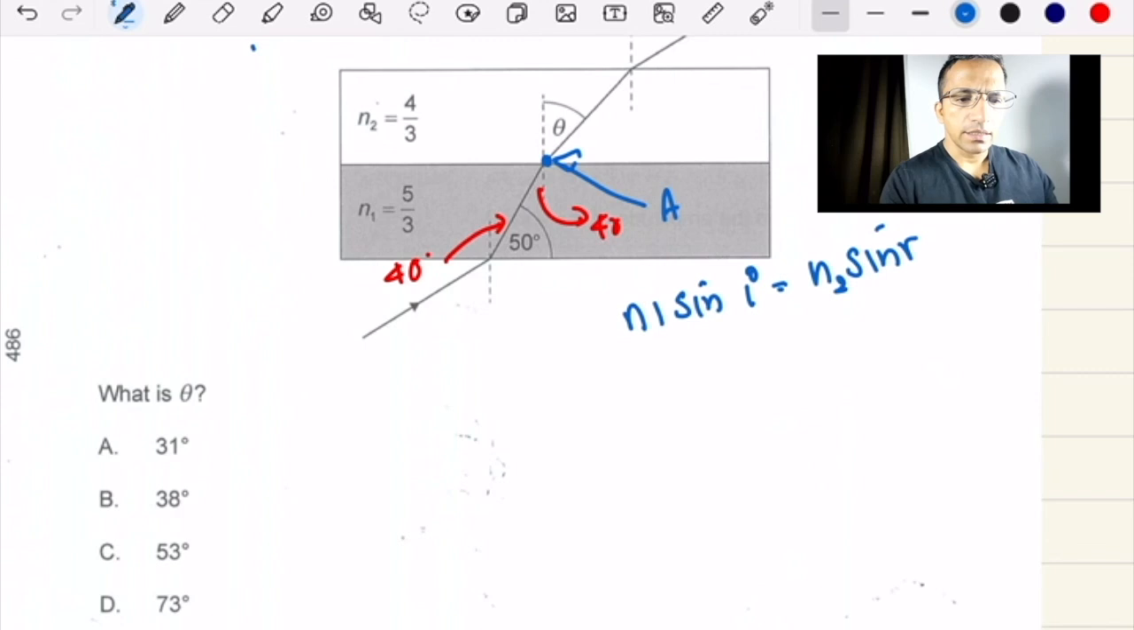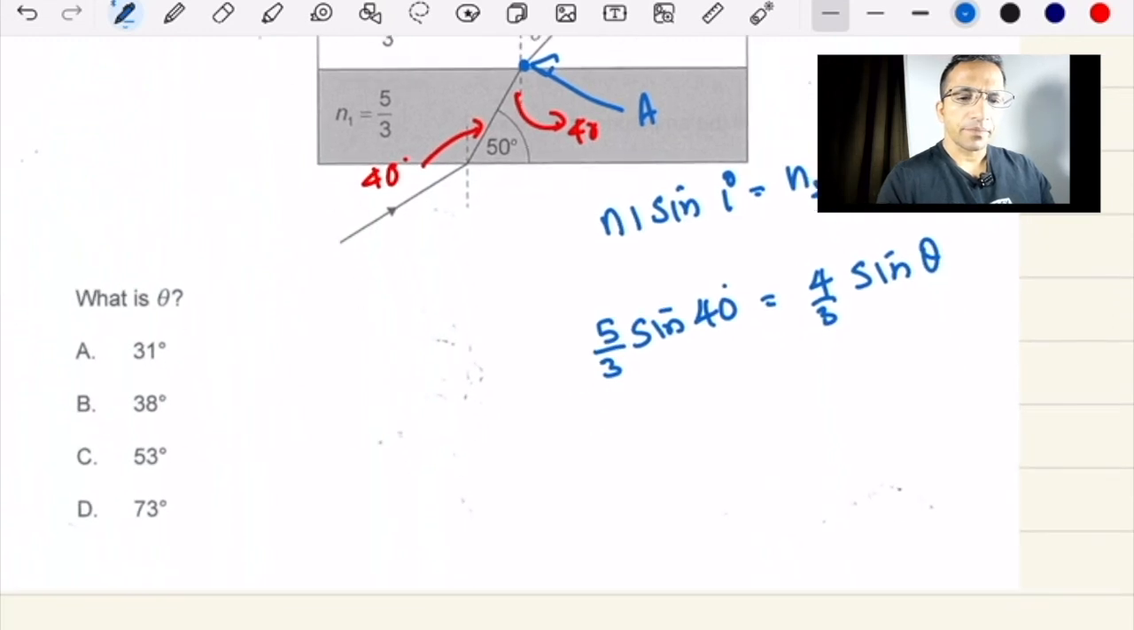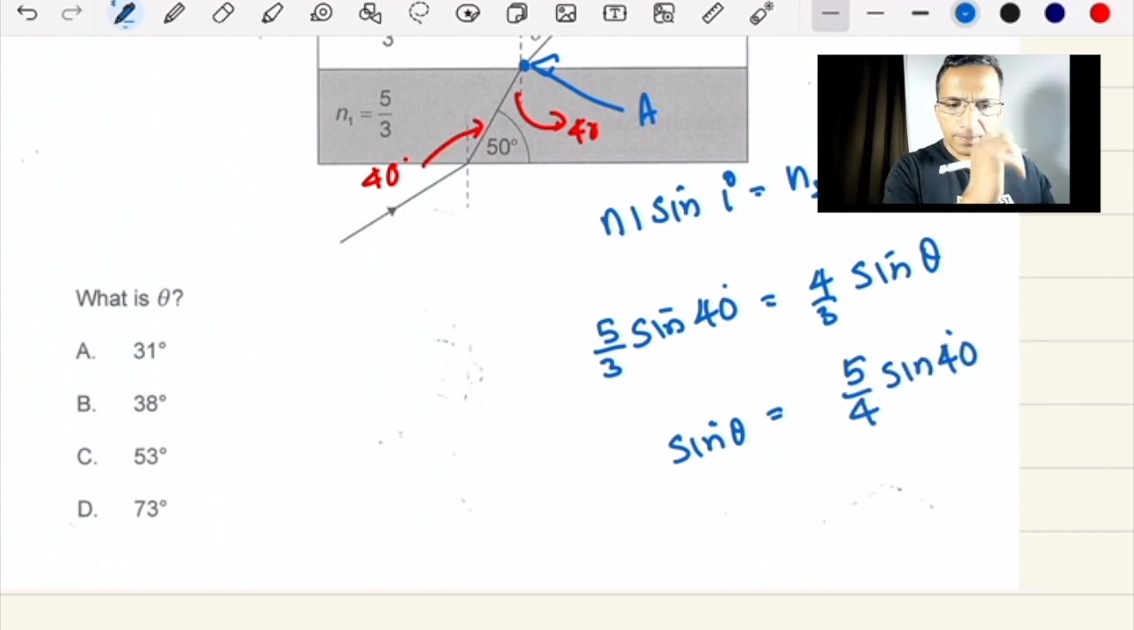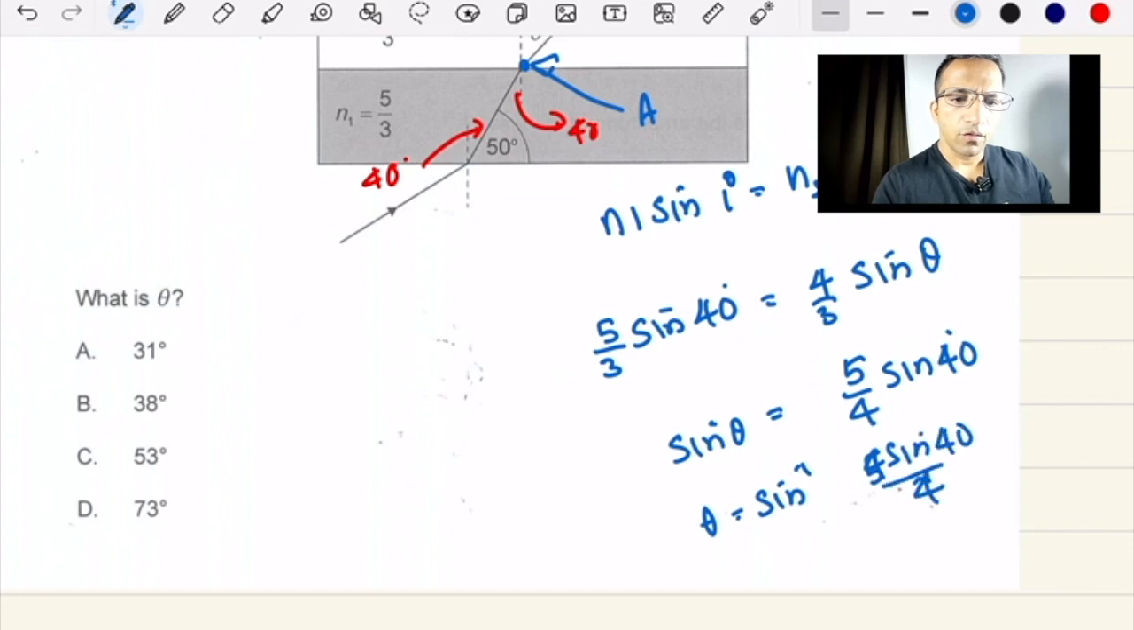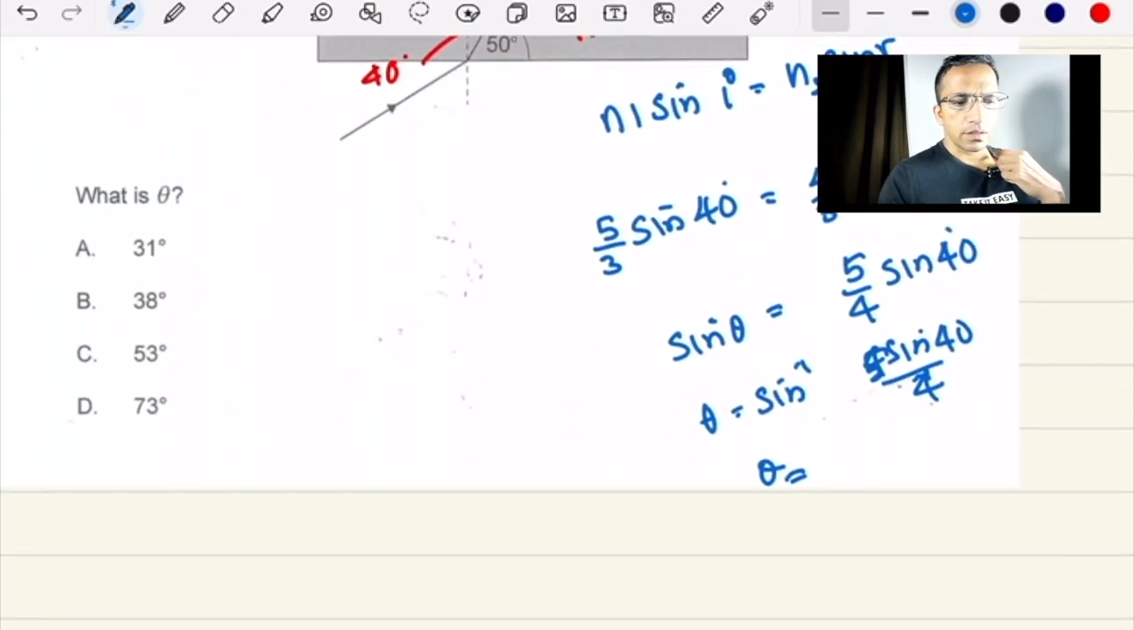So let's write Snell's law. 5 over 3 sine 40 equals 4 over 3 sine theta. So sine theta comes to 5 over 4 sine 40. Theta is sine inverse of 5 sine 40 over 4. Theta comes to 53. Answer is C.